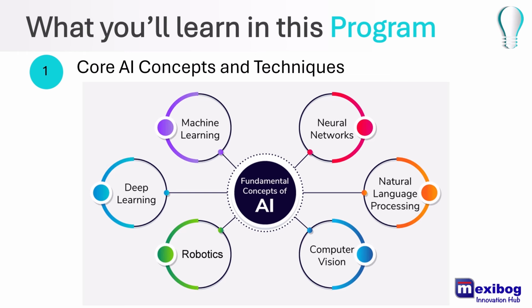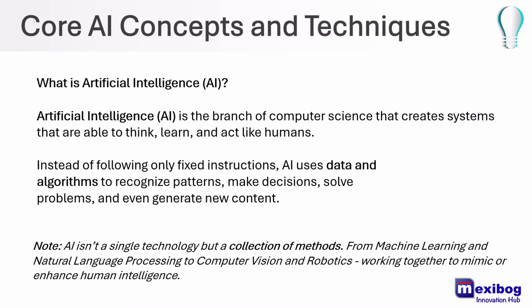And before we even talk about natural language processing, you talk about language models and large language models. Because of the power that we could see generative AI showing forth, people have almost forgotten about other concepts. But we are here to make you see that it is not just about ChatGPT or generative AI. AI itself is actually deep and more than that. So, core AI concepts and techniques. What is artificial intelligence? Artificial intelligence is the branch of computer science that creates systems that are able to think, learn, and act like humans.